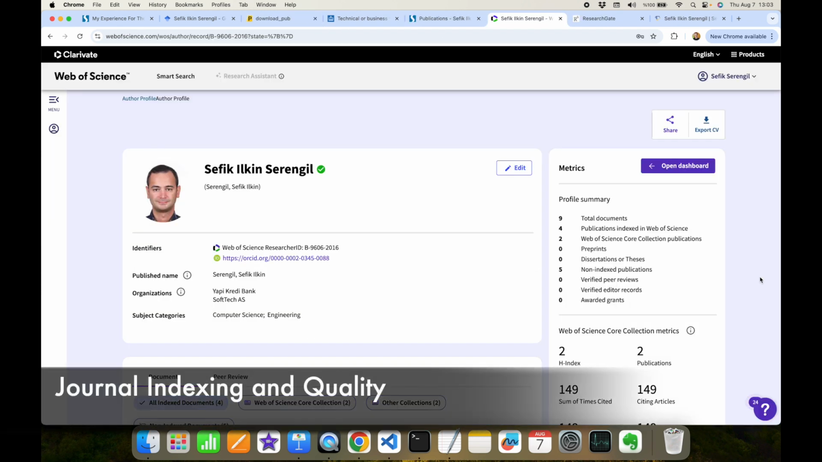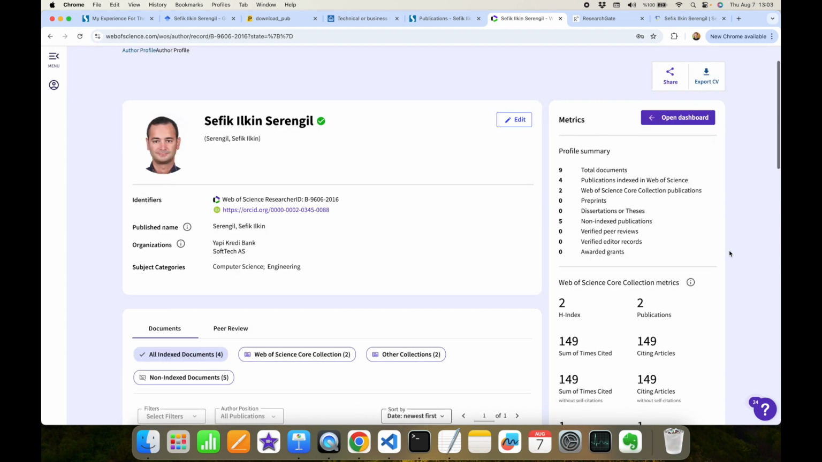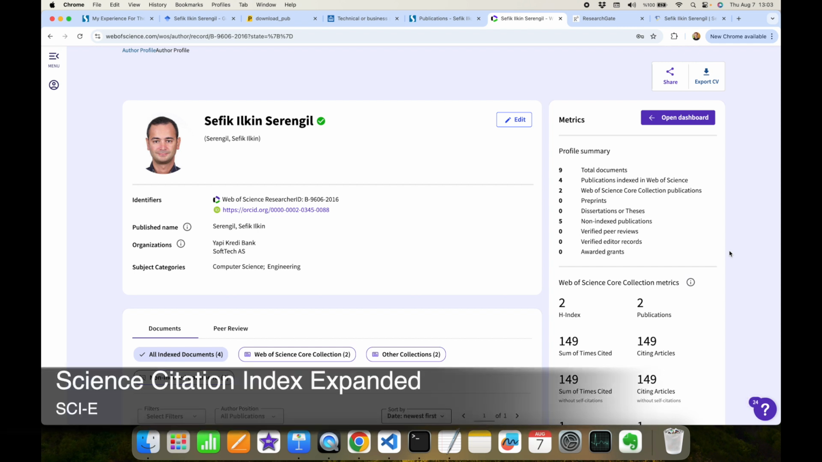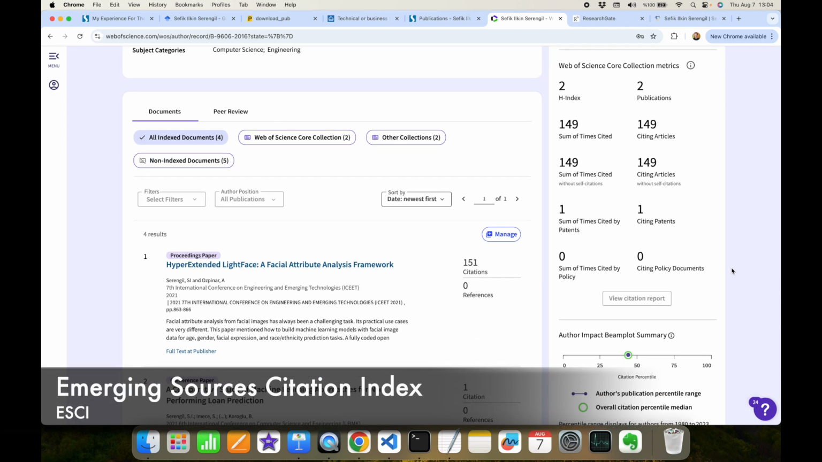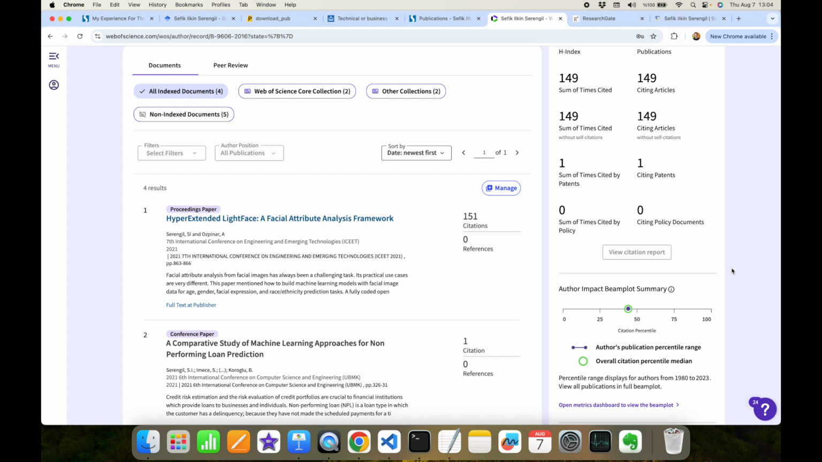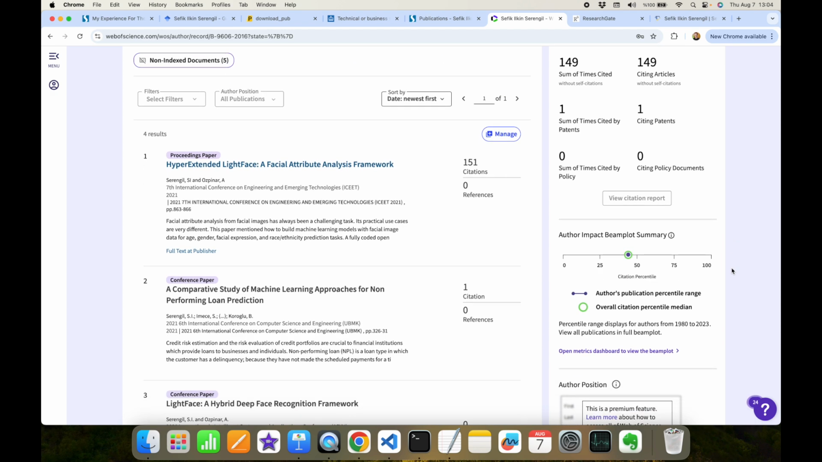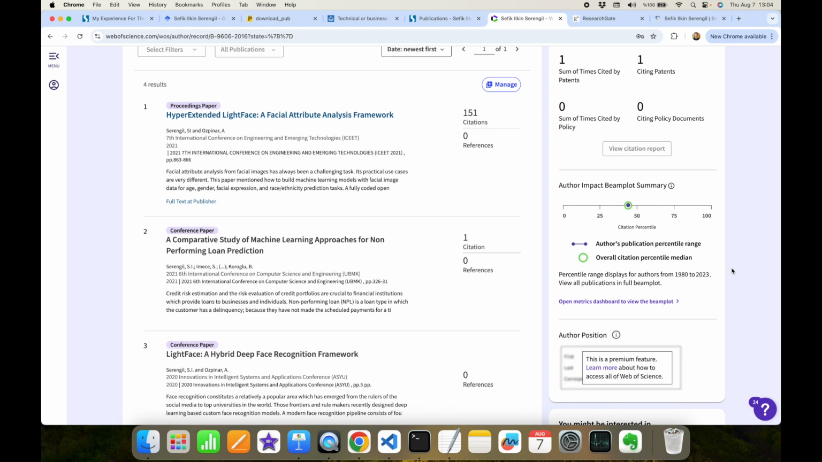Also, journal indexing and quality matter. Now let's talk about where your paper is published. Is it in Science Citation Index, or shortly SCI, Science Citation Index Expanded, or shortly SCI-E, Emerging Source Citation Index, or shortly ESCI? Is your article indexed by those indexes? Then that's a plus. You can think these authorities are search engines, but they only index prestigious journal articles. So if your paper is indexed by one of these, then it would be a huge plus.